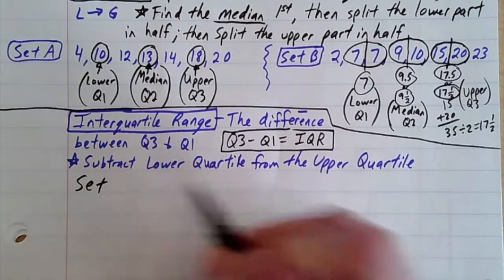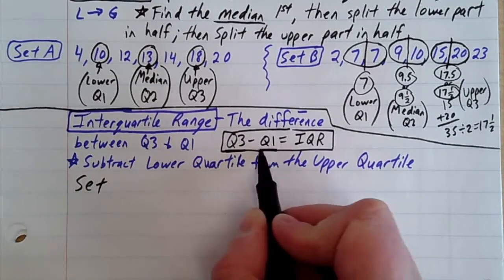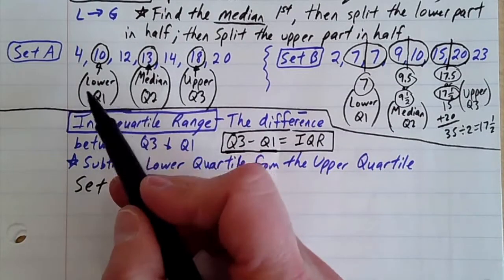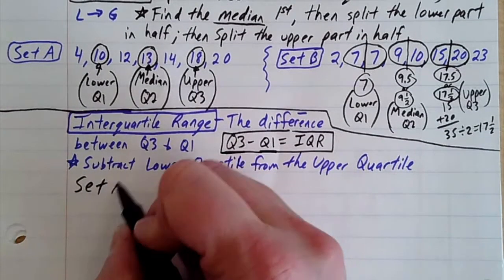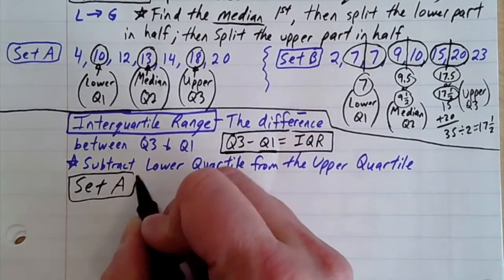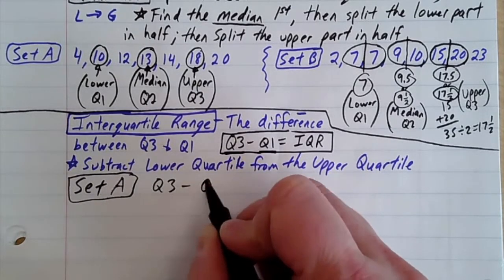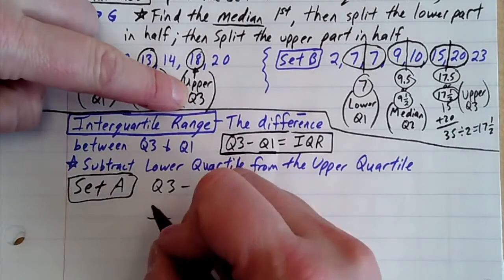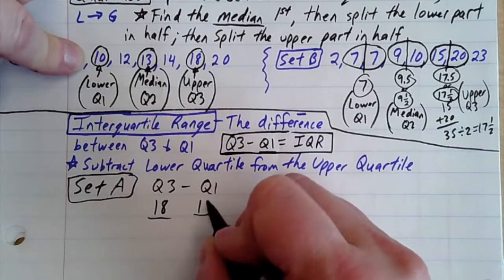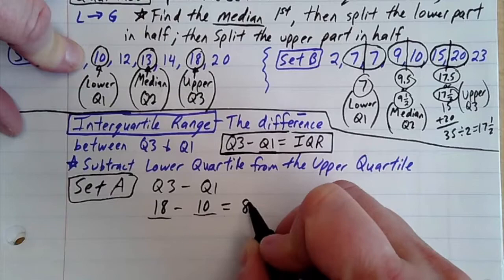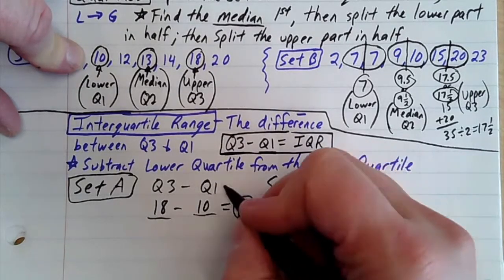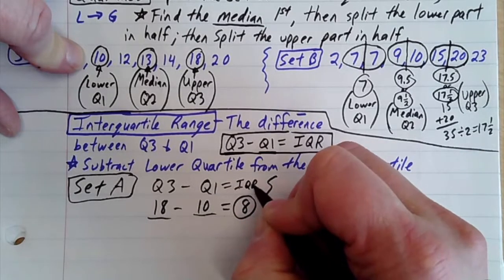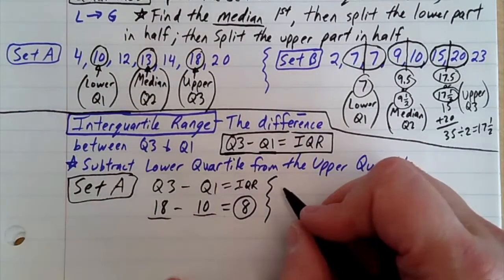Set A, now you're looking at this, Q3 minus Q1. Well, we've identified them and labeled them, so that makes it pretty easy. With set A, we need to do Q3 minus Q1. Fill in our blanks. What was our Q3? Our upper quartile was 18. Our lower quartile was 10. And if we subtract 10 from 18, the inner quartile range is 8.